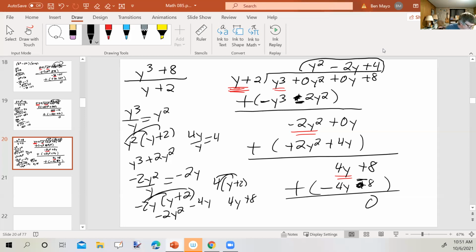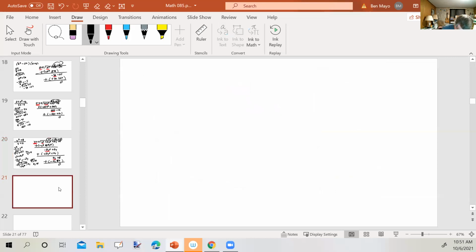Okay, let's see here. How about this one? A cubed plus a divided by a plus 3.